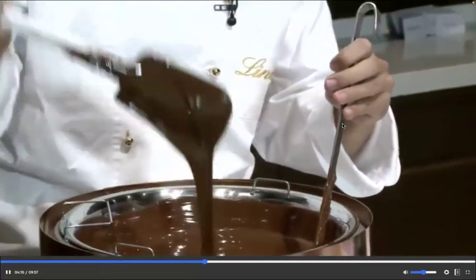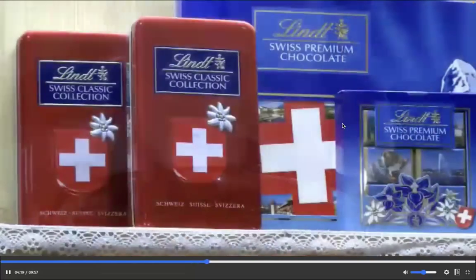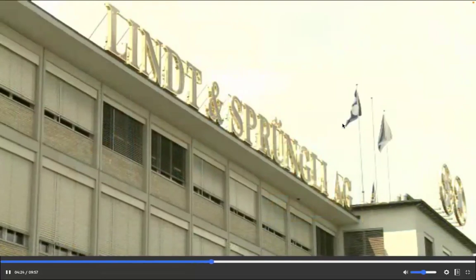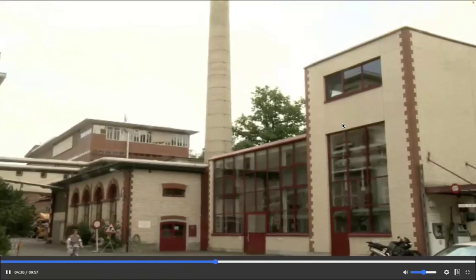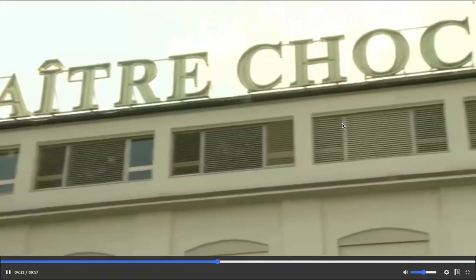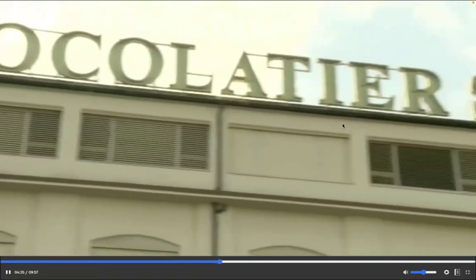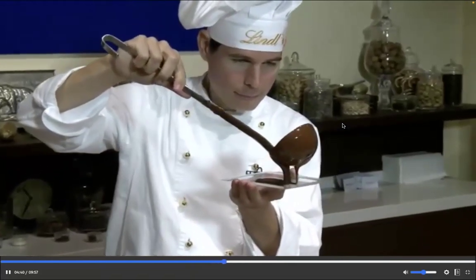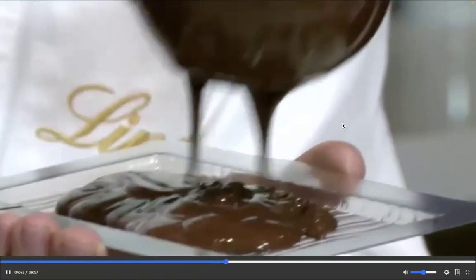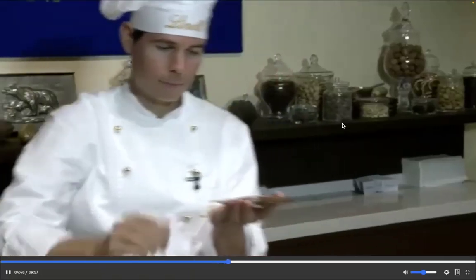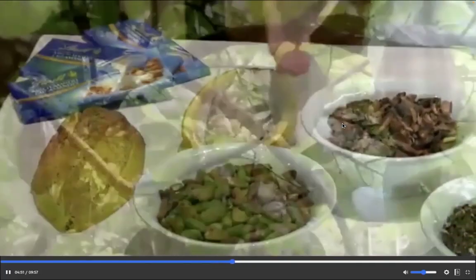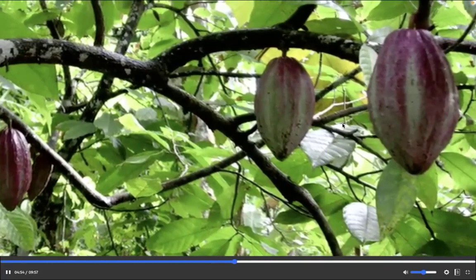Some of the most famous chocolate makers, like Lindt, are Swiss. The Lindt company is over 170 years old. At their factory in Zurich, the master chocolatiers can still make chocolate by hand. The process of making chocolate is very similar, whether you make it by hand or in a factory. The chocolatiers choose the best cocoa beans. Most cocoa beans grow in Western Africa.